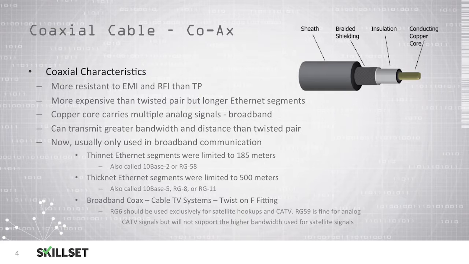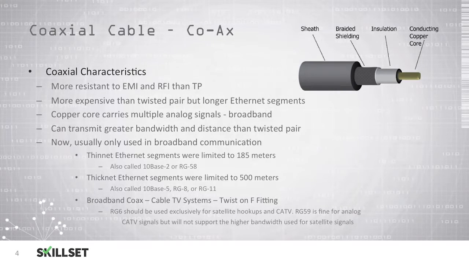Coaxial cable, also known as coax cable, is more resistant to electromagnetic interference and radio frequency interference than twisted pair. It is more expensive than twisted pair, but can be used for longer Ethernet segments. There's a copper core in the middle of the coax cable that carries multiple analog signals to provide broadband transmission. It can generally transmit a greater bandwidth and greater distance than twisted pair. Typically, coax is only used for broadband communications, and there are three different types.